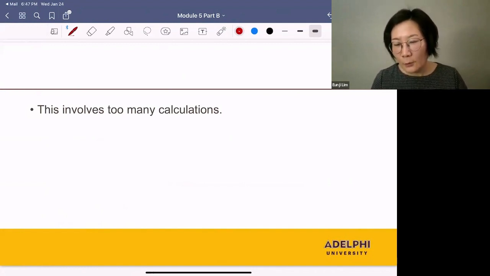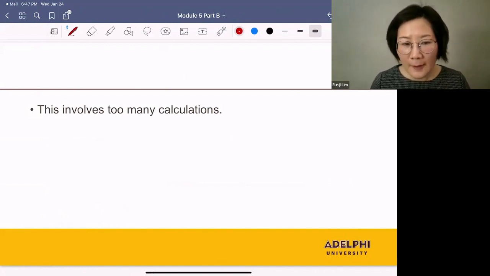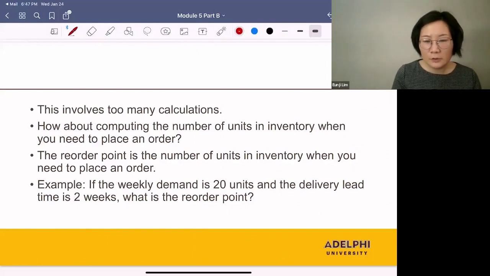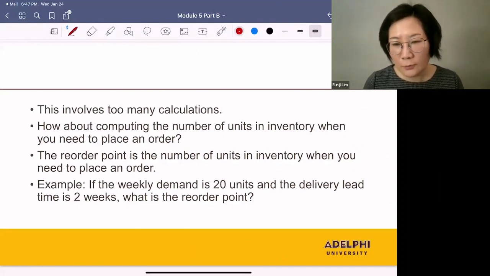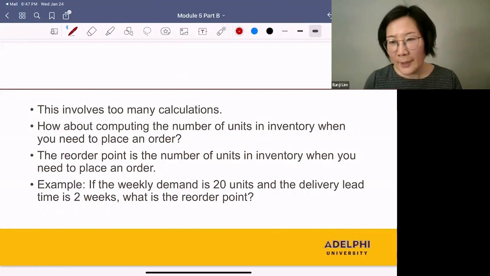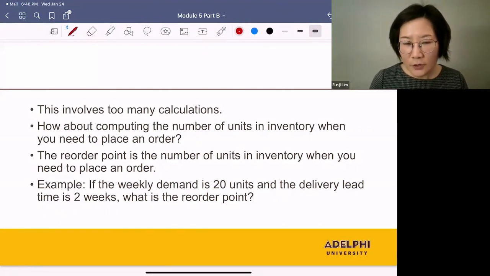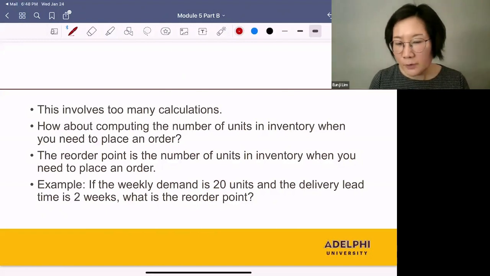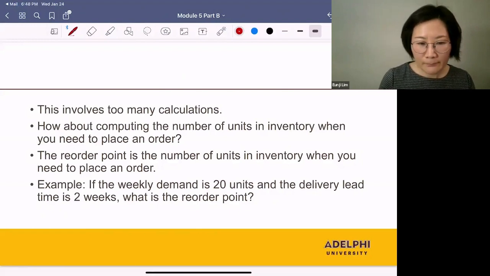Instead of this, what you can do is compute how many units you need to have in your inventory when you should place an order. And that inventory is called the reorder point. So the reorder point is the number of units you need to keep in your inventory when you should place an order. So once you have your reorder point, you just need to monitor your inventory position. And when your inventory hits the reorder point, you can go ahead and place an order.